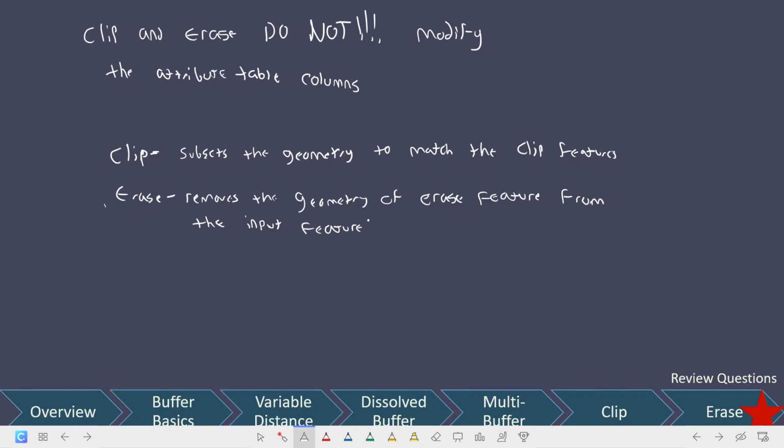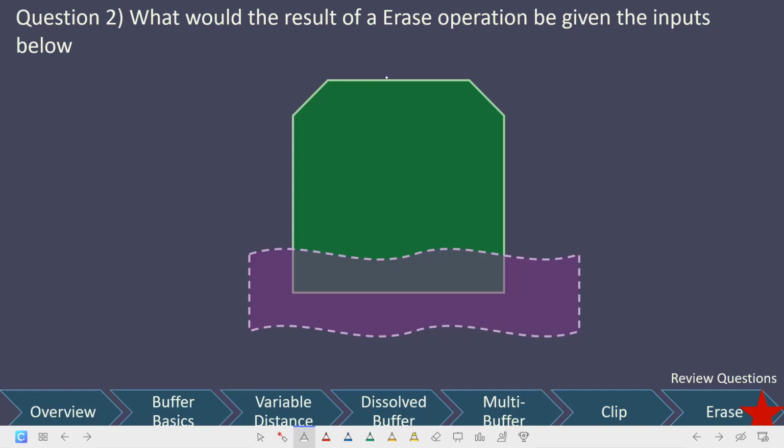Okay, so with those two definitions and a little bit of a review, let's go ahead and dig into some of the questions. So, given these two features here, again, green is our input and purple is our, in this case, erase feature. What would the result be of an erase operation? If we have these two inputs, what would the result be of an erase operation?